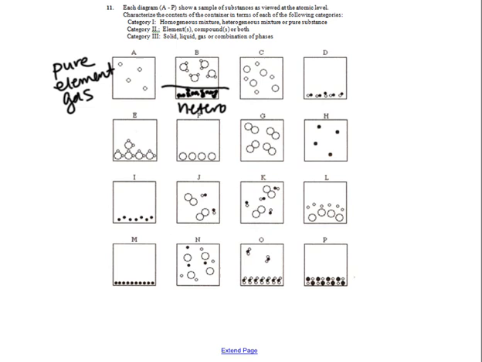Element, compounds, or both? Definitely both. We know that this is a compound. It could be water, right? But these are diatomics, and diatomics aren't considered compounds because it's the same thing attached. It's just 2 of the same, so those are considered elements. Now let's talk about the phases.